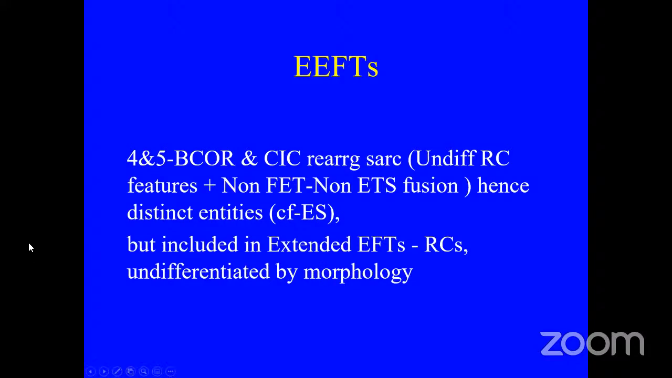So the BCOR rearranged sarcomas and CIC rearranged sarcomas are sarcomas which show a presence of undifferentiated round cells and show non-FET, non-ETS fusion. So these do not actually belong to the Ewing sarcoma group of tumors, but since these have characteristic features of lack of differentiation, and there is fusion between 2 genes, I have included them in the extended Ewing's family tumors on the basis of presence of round cells, which are undifferentiated on morphology, and on the basis of genetic markers, which show fusion between 2 genes.